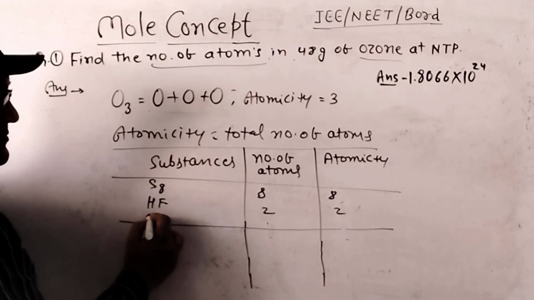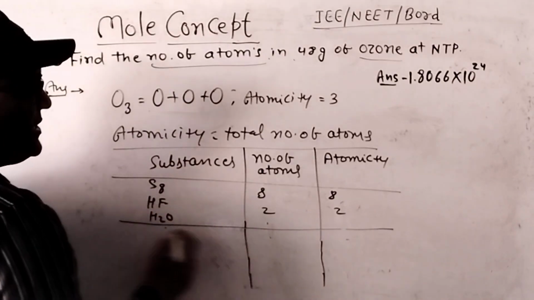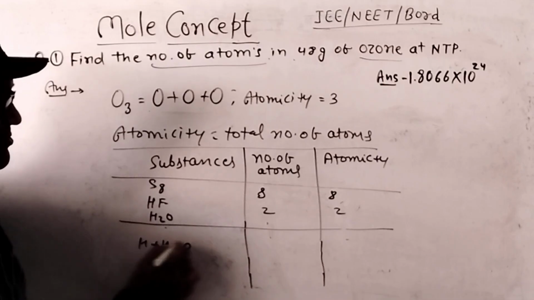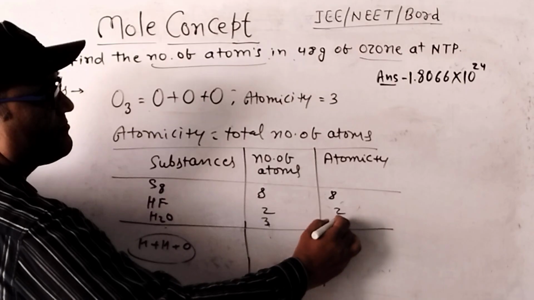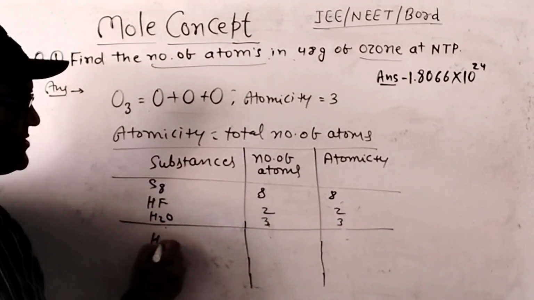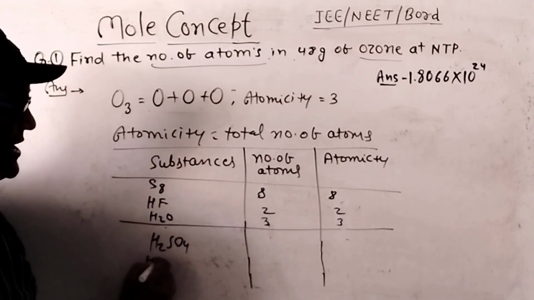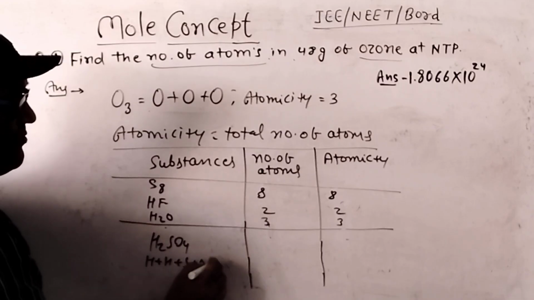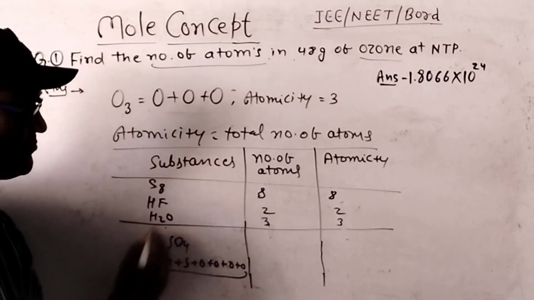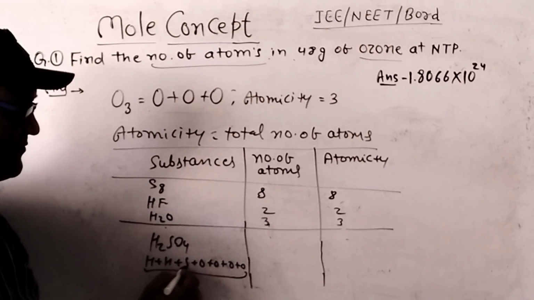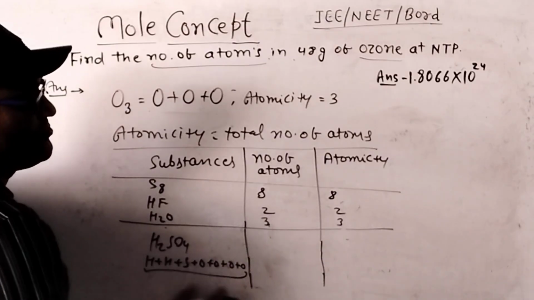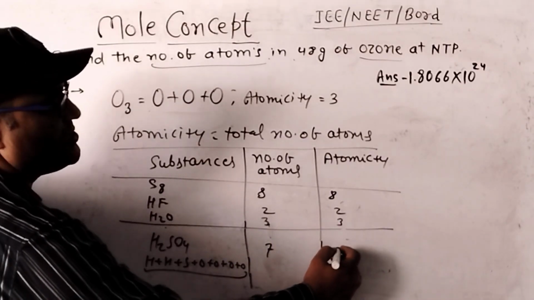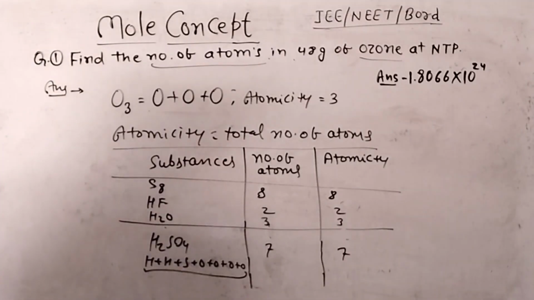In the case of H2O, 2 hydrogen atoms and 1 oxygen atom are present, so total number of atoms 3, so atomicity becomes 3. Now in the case of H2SO4, 2 hydrogen atoms, 1 sulfur atom and 4 oxygen atoms are present, so total number of atoms: 4 plus 1 is 5, 5 plus 2 is 7, so total number of atoms 7. Now atomicity becomes 7. So now you can find the atomicity of any substance.